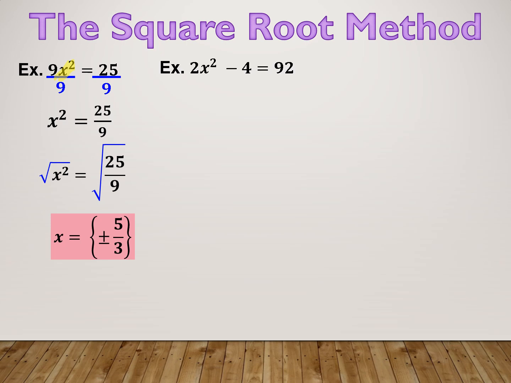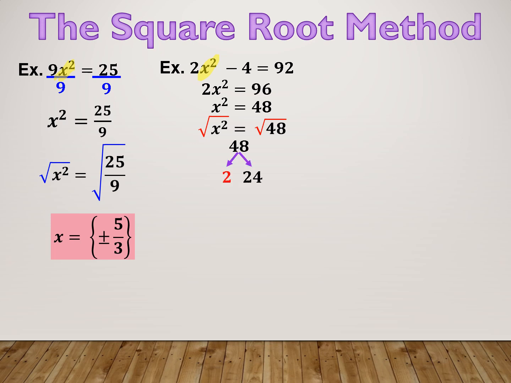Let's look at another one. So we have 2x squared minus 4 equals 92. My goal is to get the x squared completely by itself. So I'm going to add 4 to begin with. Then I'm going to divide both sides by 2. And that gets me x squared equals 48. Well, to undo the square, I take the square root. Well, 48 is not a perfect square, so I'm going to have to see, does 48 simplify?